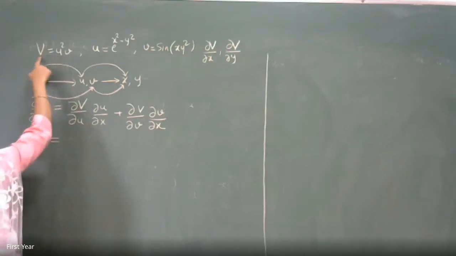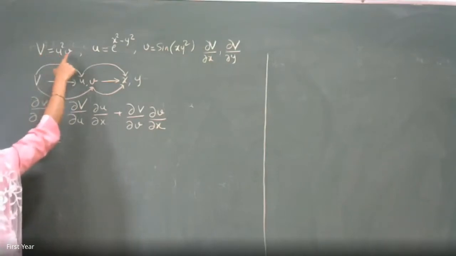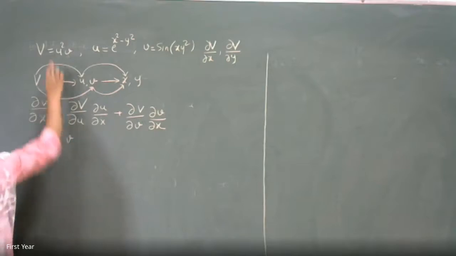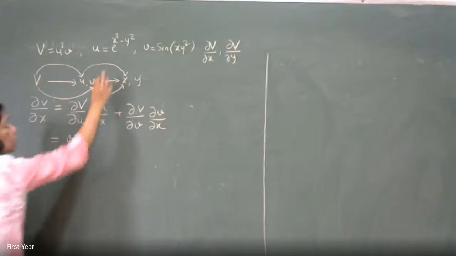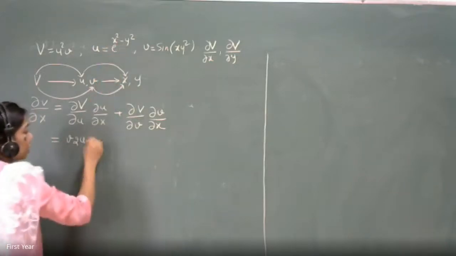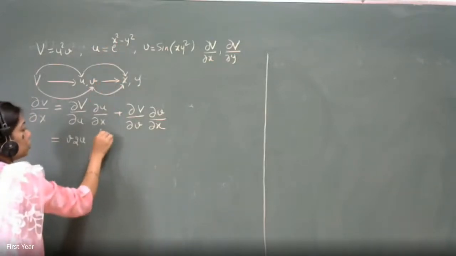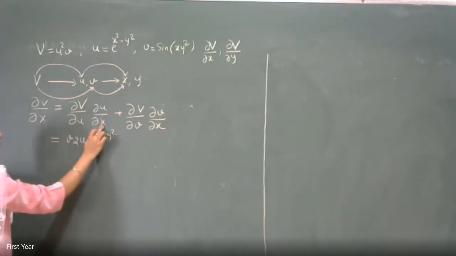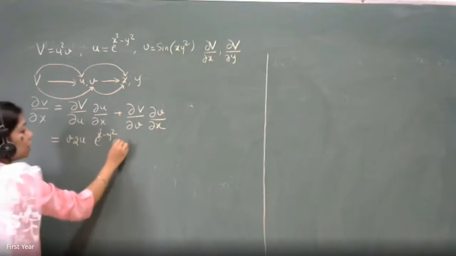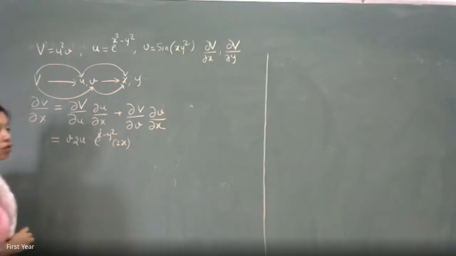Use the function rule. So what is the variable? u. What is the constant? v. So v will remain as it is. What's the derivative of u square? 2u into del u by del x. The derivative of e to the function of anything is the same: e to the function into the derivative of the function. Now with respect to x, what's the derivative of x square? It is 2x. Y is constant.